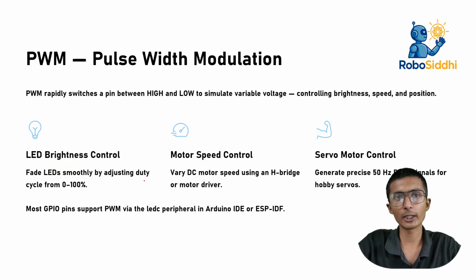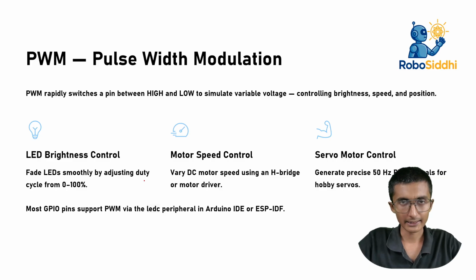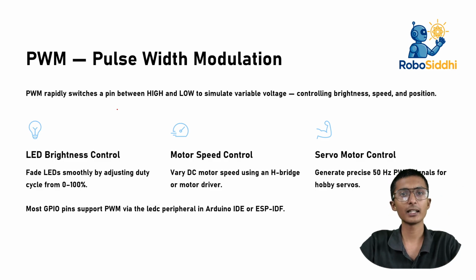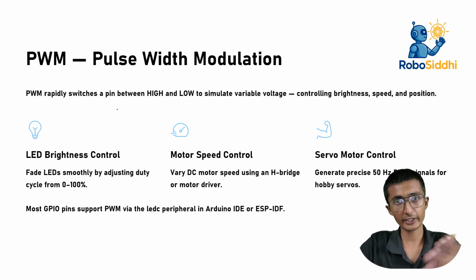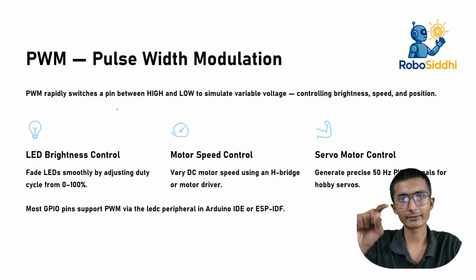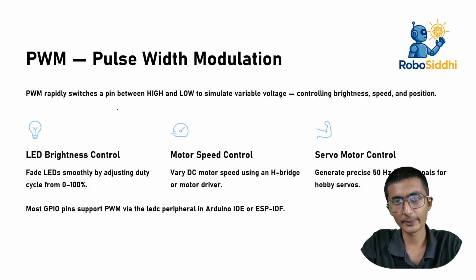Now we have PWM, pulse width modulation. PWM rapidly switches between high and low to simulate variable voltage, controlling brightness, speed and position. What do you mean by that? Let's say I have a ceiling fan and I want to control its speed. I will just rotate the knob and it will control the speed of our fan.